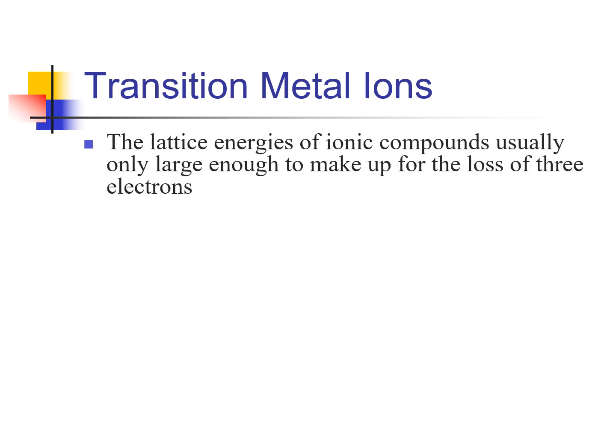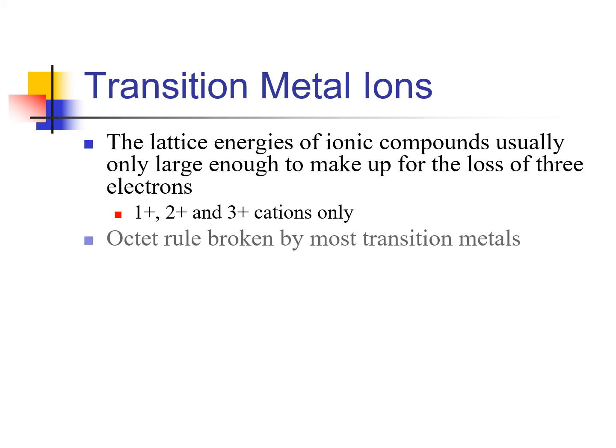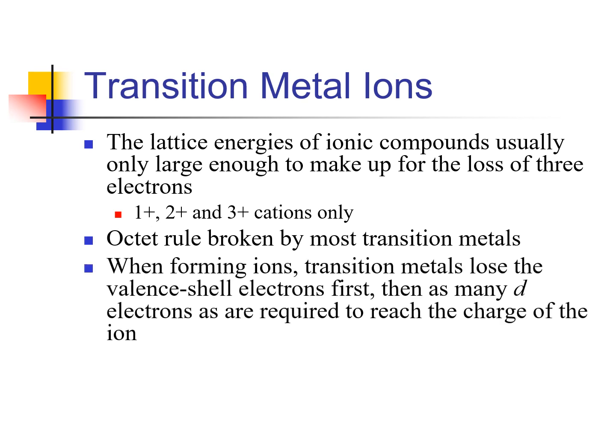Now, transition metal ions. What we see is that the lattice energies of ionic compounds usually are only large enough to make up for the loss of 3 electrons. That's why we generally only see cations of +1, +2, or +3 charge. Now, it turns out the octet rule is broken by most transition metals, because when forming ions, transition metals lose the valence shell electrons first, then as many of the d sublevel electrons as needed to reach the charge.